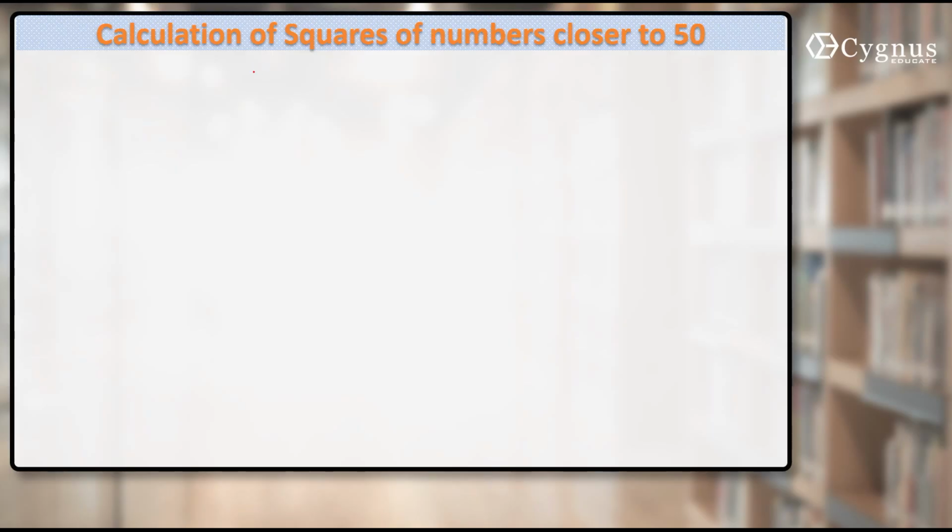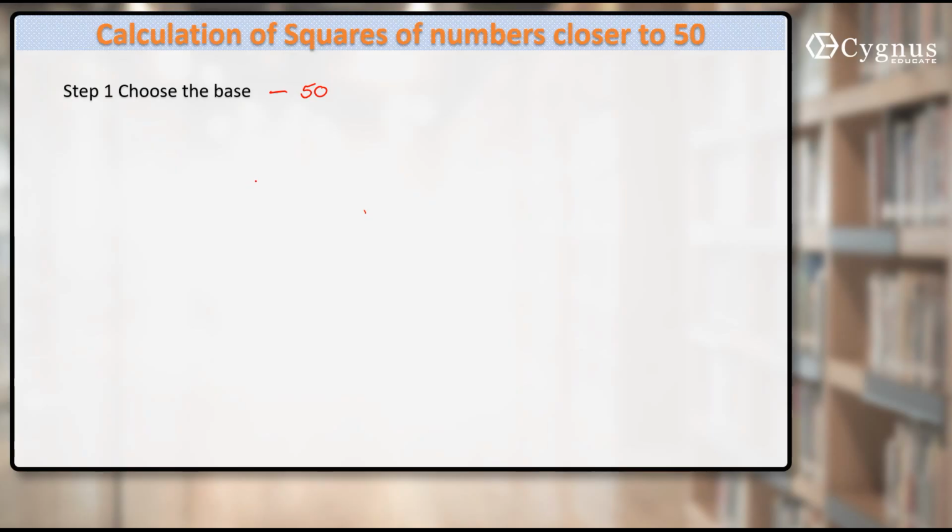You take any number closer to 50, whether it's more than 50 or less than 50. But remember that for this method, you'll have to learn the squares till 25. You'll have to learn the squares of the first 25 natural numbers. Now, what's the step number one? You'll have to choose the base. Since you're calculating the squares of the numbers closer to 50, your base will become 50.